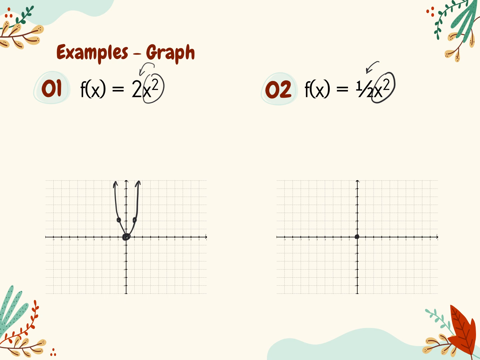And my graph is going to be fatter. So again, it's going to go through the origin. There's no shift left or right. But now when x was 1, y was 1, now x is 1, y is a half. It's going to be half of what it used to be. And you're going to see that the graph is a little fatter.